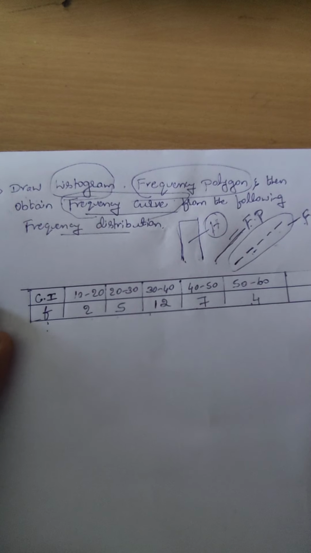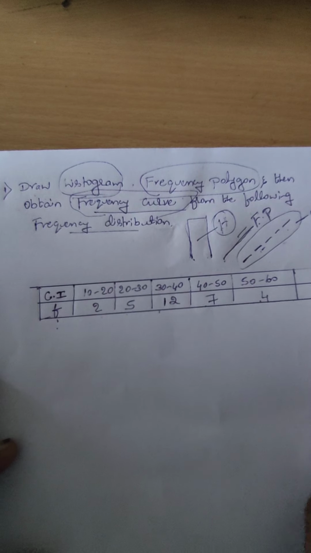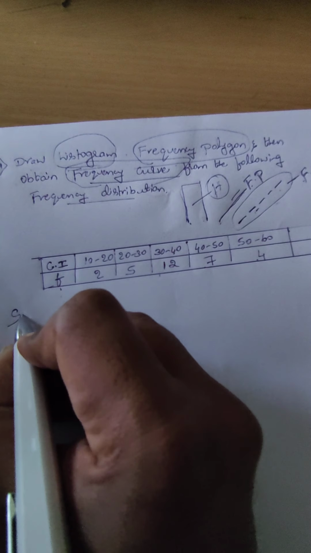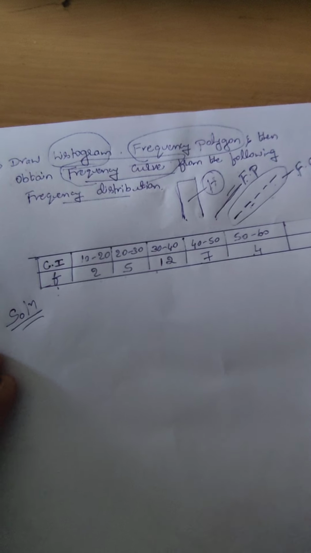In this information, first we have to draw a histogram. When we have drawn the histogram, it is very easy to identify the frequency polygon. When we have identified the frequency polygon, it is very easy to draw the frequency curve. That is the intention. These are the steps. Let us see how to draw them.